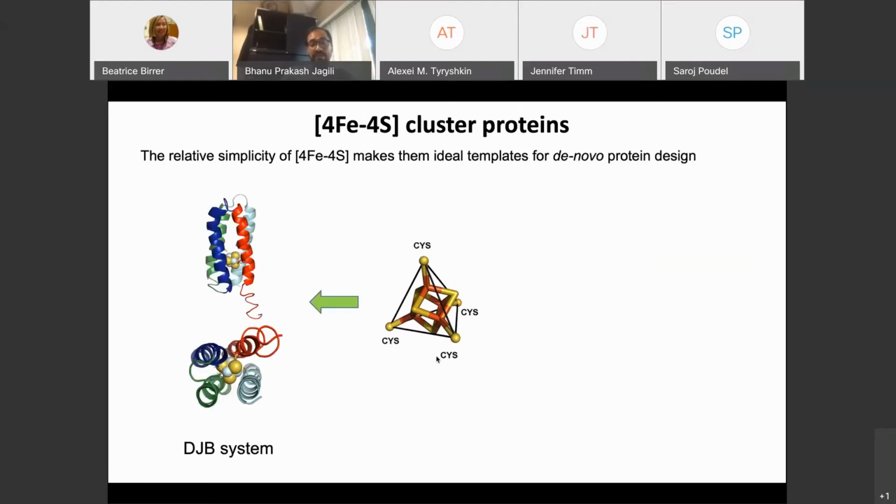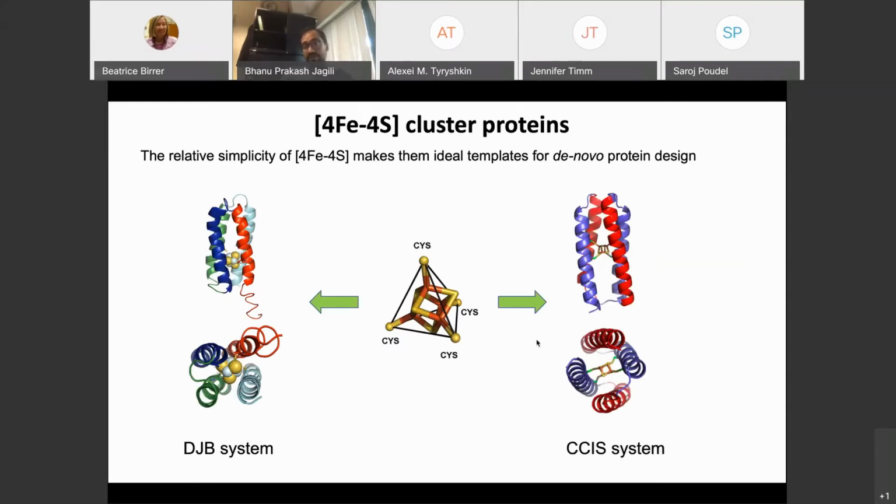On the left, we see the DJB system, which is a 4 helix bundle system. In this case, there are 4 cysteines, and each cysteine is coming from 1 helix. So this has one 4 iron 4 sulfur cluster binding site. This is the side view, and this is the top view. Likewise, we have another system called the CCIS system, which is the coil iron sulfur system. This is again a 4 helical bundle system, but it has 2 cysteines coming from helix 1 and helix 3, and the other 2 helices, helix 2 and helix 4, do not have any cysteines, so they are not binding the cluster. It overall makes a 4 helical system.